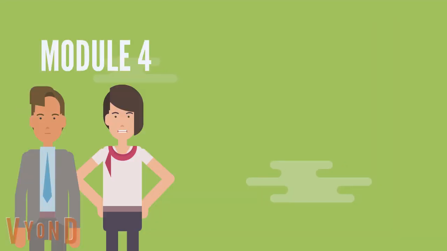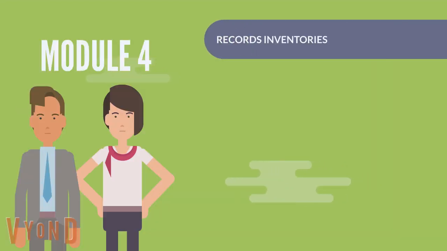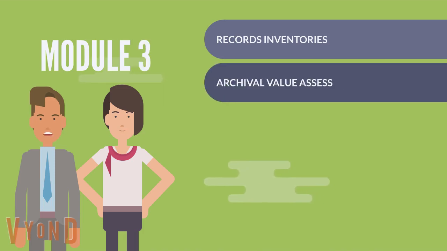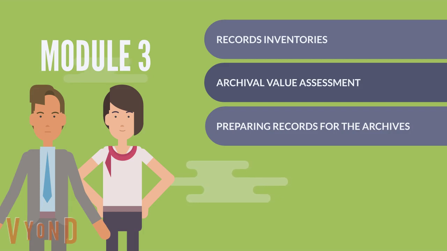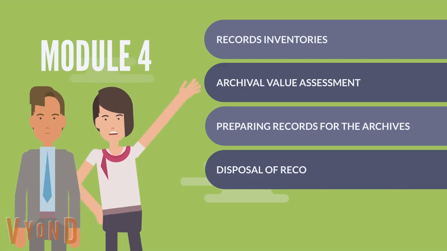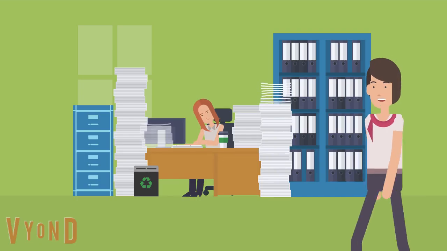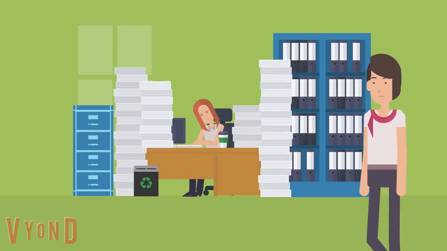Our learning objectives in Module 4 are: how to inventory your records, learn when records have archival value and what the process is for preparing records for transfer to the archives, learning the process for disposing and destroying your paper and digital records, and learning special requirements for disposing of records that contain sensitive information.